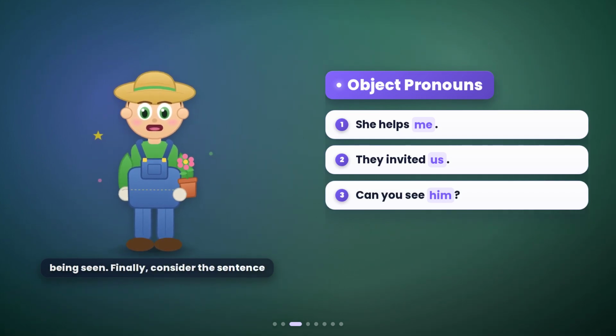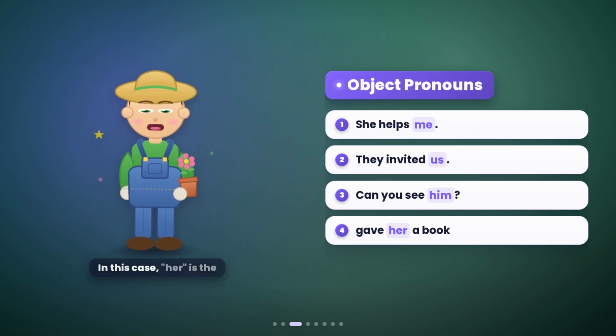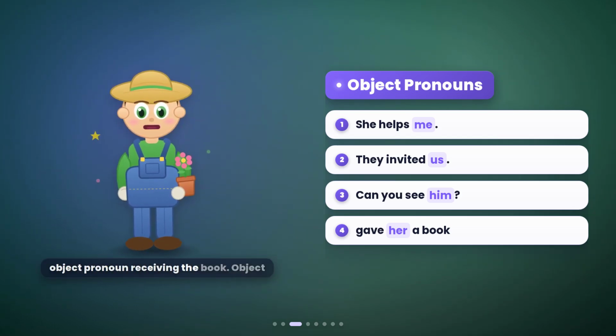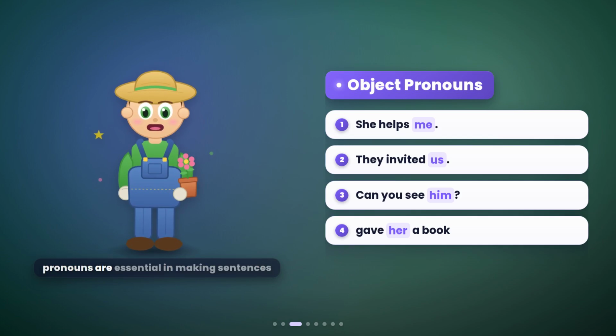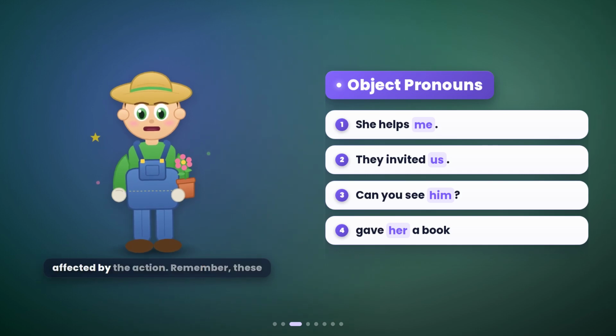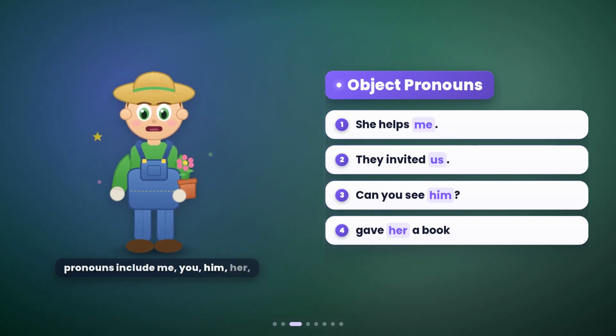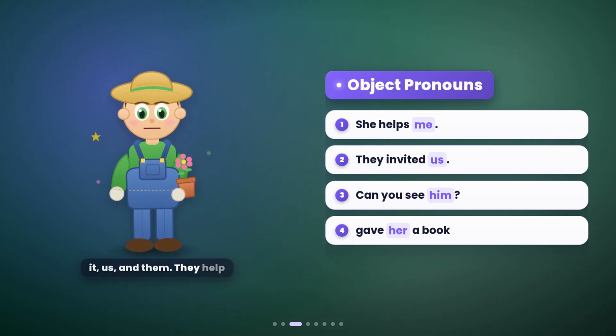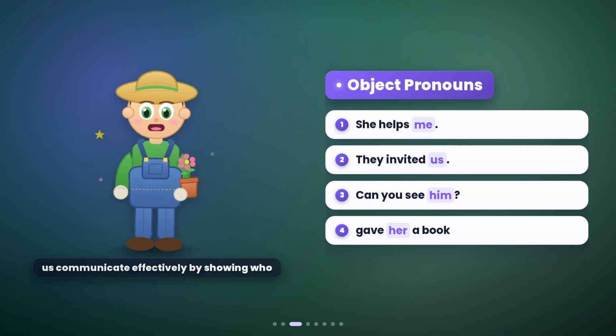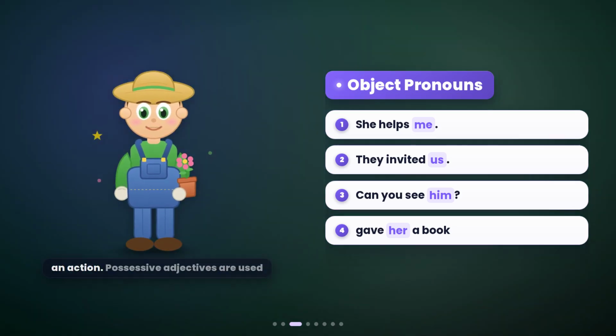Finally, consider the sentence, "The teacher gave her a book." In this case, "her" is the object pronoun receiving the book. Object pronouns are essential in making sentences clear and precise, indicating who is affected by the action. Remember, these pronouns include me, you, him, her, it, us, and them. They help us communicate effectively by showing who is on the receiving end of an action.